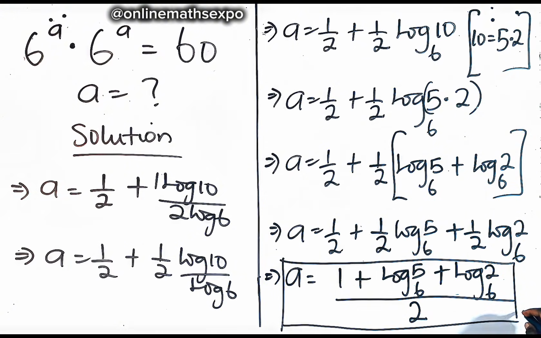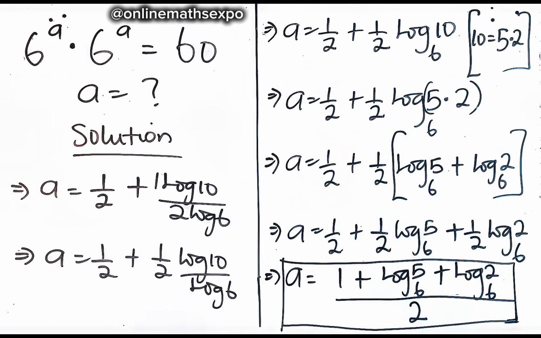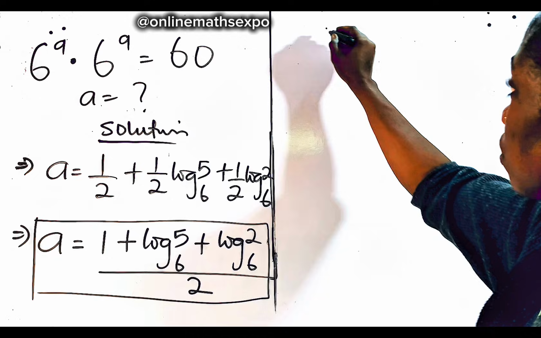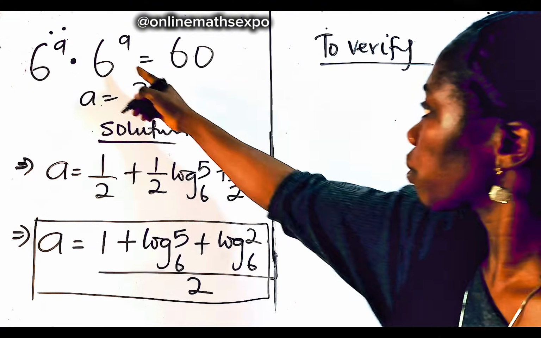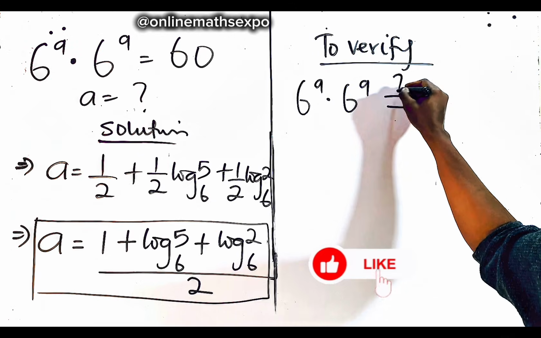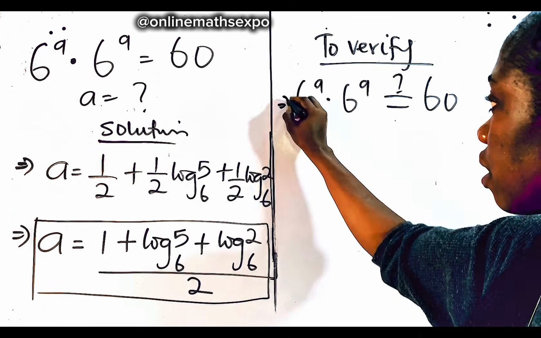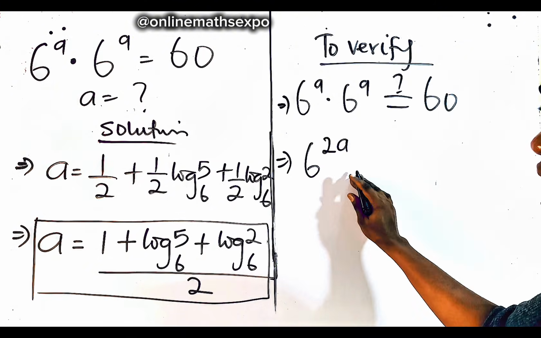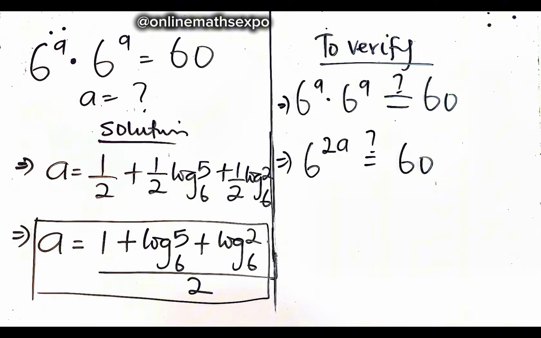Now we're going to plug this A value on the left side of the equation to see if it gives us back 60. Let's do that together. To verify, we have 6 to the power of A multiplied by this. Is it going to give us back 60 when we put this A value? Remember we said this is the same as 6 to the power of 2 multiplied by A, to the power of 2A. Is it still going to give us back 60?